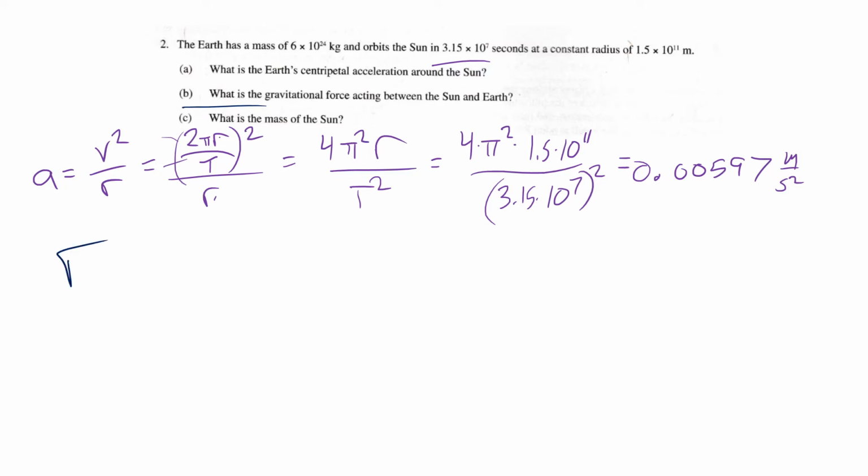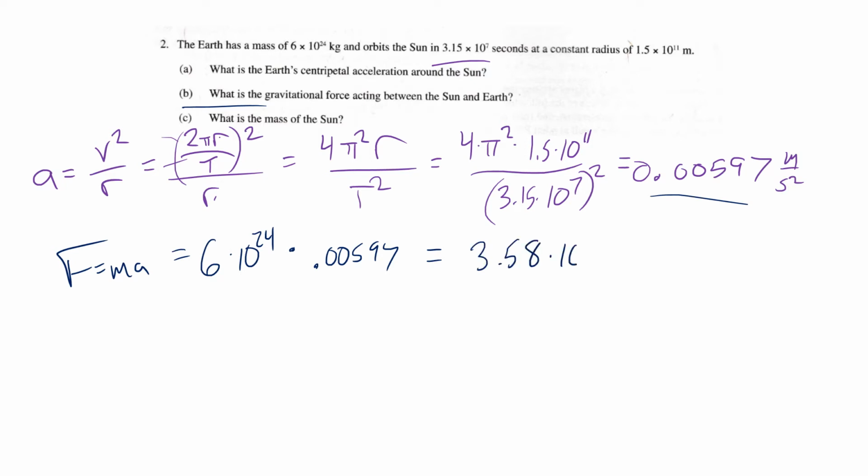Another easy question. F is equal to ma after all. Well, I know the mass of the Earth. It's 6 times 10 to the 24. I know the acceleration of the Earth. It's right there. So 0.00597. Multiply them together. We are going to get 3.58 times 10 to the 22 newtons. Done. What is the mass of the sun?